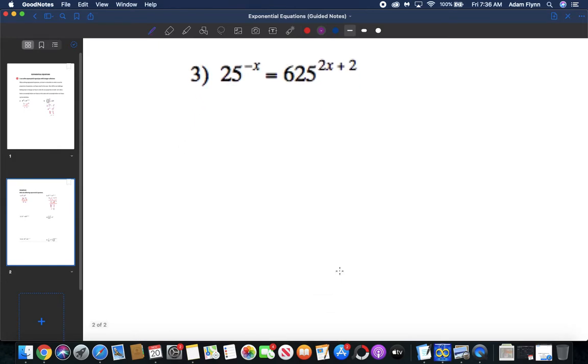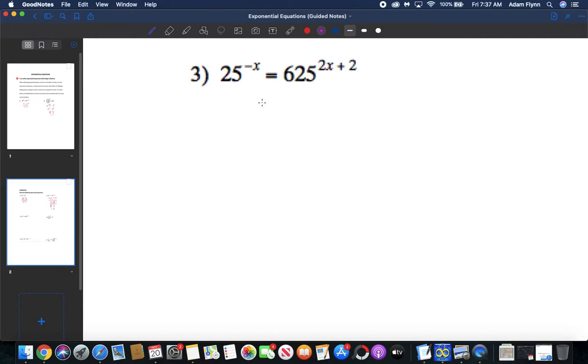So taking a look at number 3, this is one of our first example problems where we're going to have to change our base. Okay, so if I am taking a look at this problem here, I've got 25 to the negative x equals 625 to the 2x plus 2. Taking a look at this, I first kind of need to have an idea of what my base will be. So let's try and see if our base is 25. If I've got 25 to the first power, I have 25. If I have 25 to the second power, I'm going to be way over 625. Therefore, I know 25 is not going to be my base.